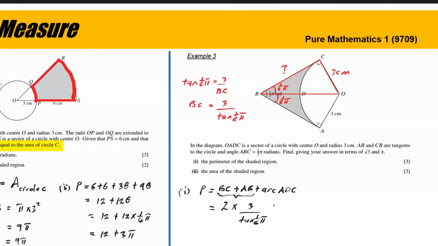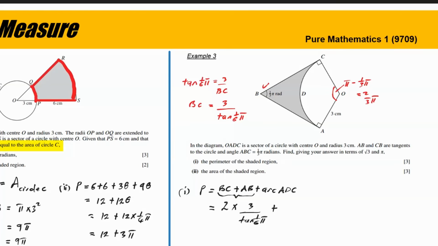All right, and that's plus the arc ADC. So to find that arc ADC, okay, let me erase this. To find the arc ADC, we can use the property that this angle here and the third pi radian angle are supplementary. They add up to 180 degrees. So it means that this angle here should be pi minus a third pi, which makes it 2/3 pi.